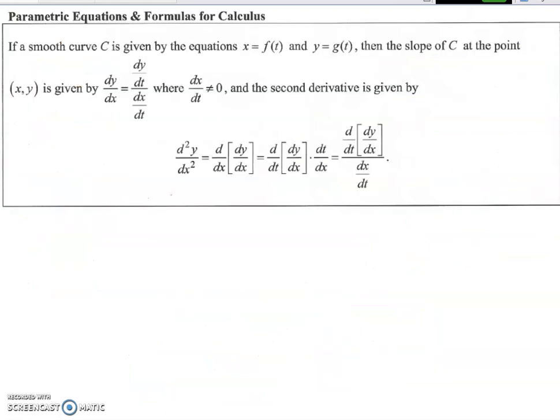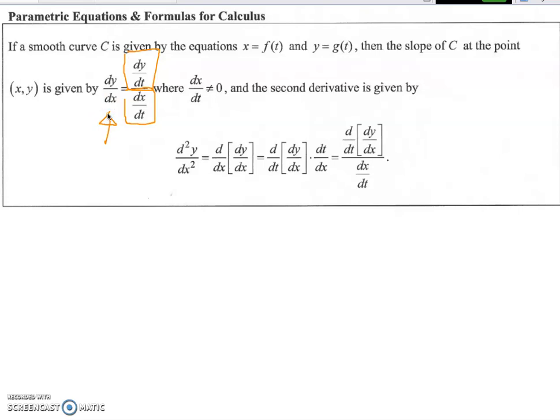Alright, so here what we have are a couple of formulas that we need to make sure that we memorize. The first one is going to be the first derivative, so dy/dx. I can take my x equation and find the derivative with respect to t, so that's going to give me dx/dt. I can take my y equation and find the derivative with respect to t, so that's my dy/dt. And so if I do dy/dt divided by dx/dt, we can see that leaves us with dy/dx. So that's our first derivative.